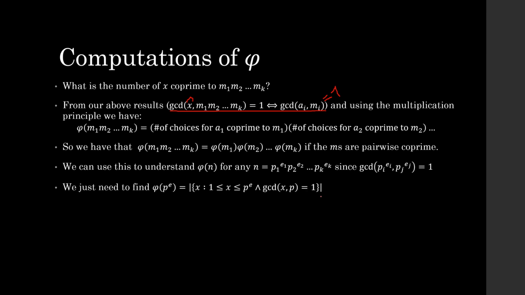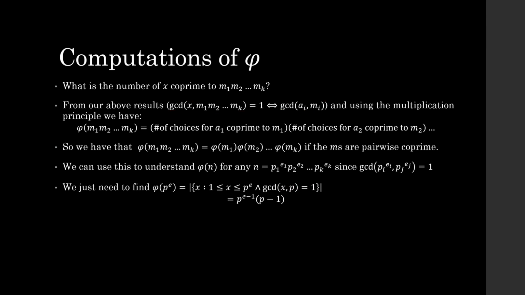So now we just need to find phi of p to the e. And so phi of p to the e is going to be the size of the set including the elements x, where x is bigger or equal to 1 and smaller or equal to p to the e, and we need that the greatest common divisor of x with p is equal to 1. Okay? Because keep in mind, if the greatest common divisor of x and p is equal to 1, then we can apply that theorem from video 2 multiple times to get that the greatest common divisor of x and p to the e is 1.